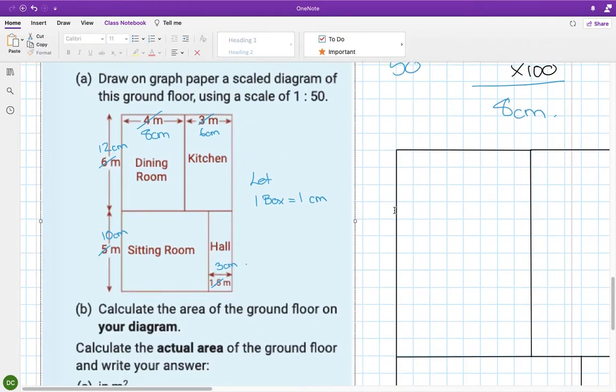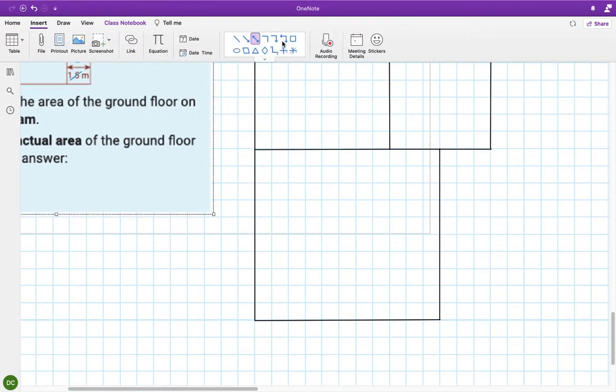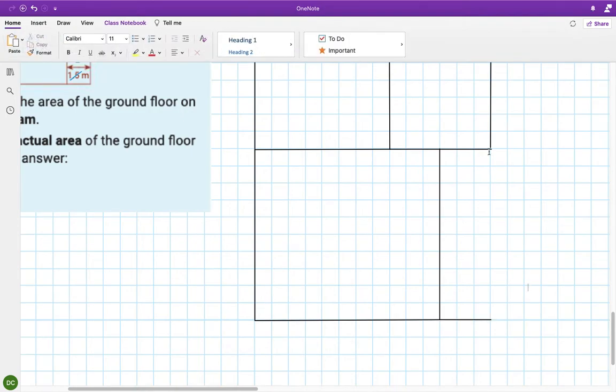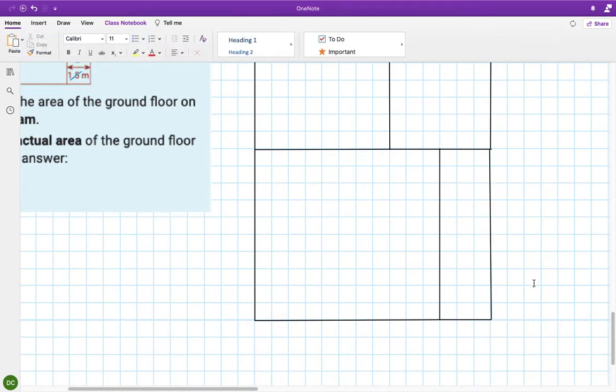Yeah. And then the bit in the corner is the hall. So it's supposed to be 3 centimeters wide. So is that what it is? 1, 2, 3. Yeah, that looks right. And then the line comes all the way back down from here. Now, so that's what we have.